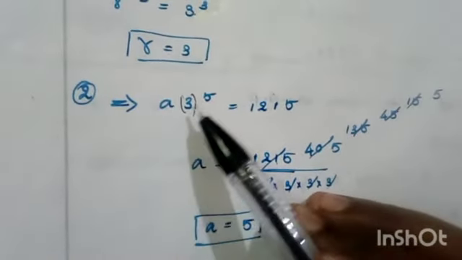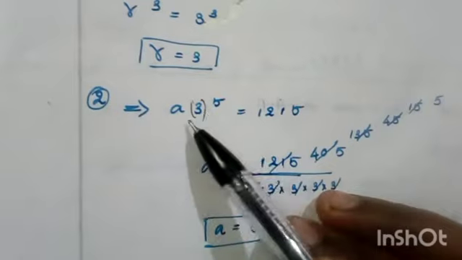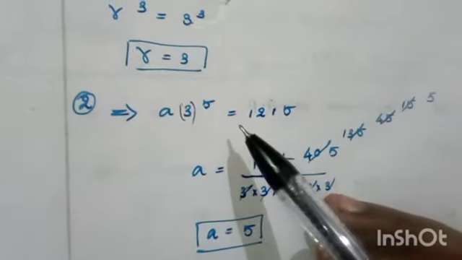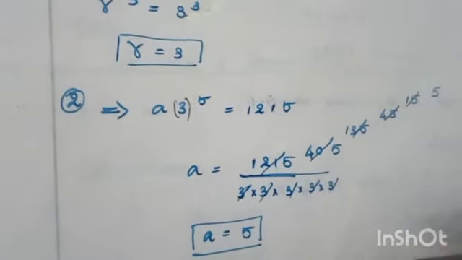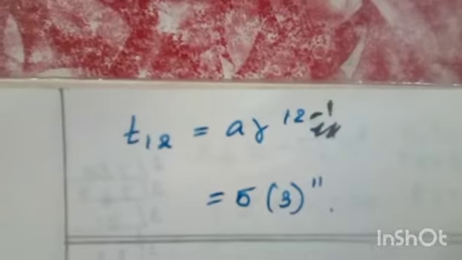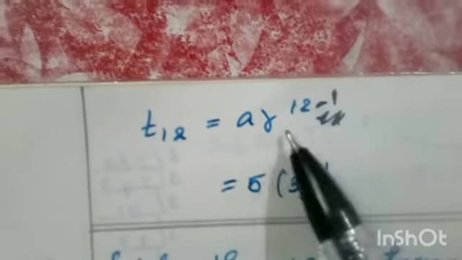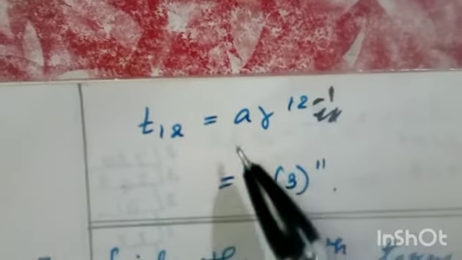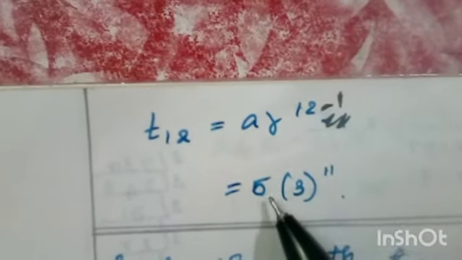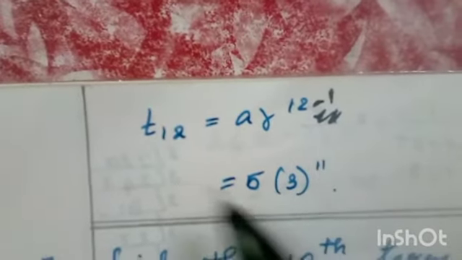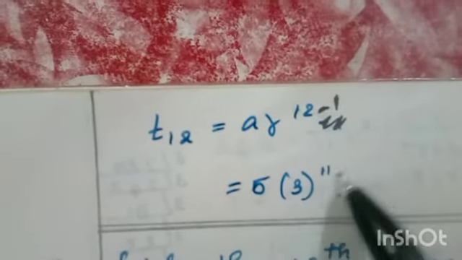It is 3 power 5. You have to substitute in equation 1 or 2 to find the value. Now we found A is 5. We want to find the 12th term. The 12th term T12 equal to A into R power n minus 1. N is here 12, so 12 minus 1. A we found is 5, R is 3, and 12 minus 1 is 11. So the 12th term is 5 into 3 power 11.